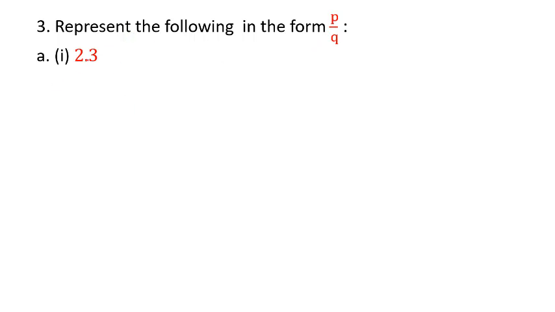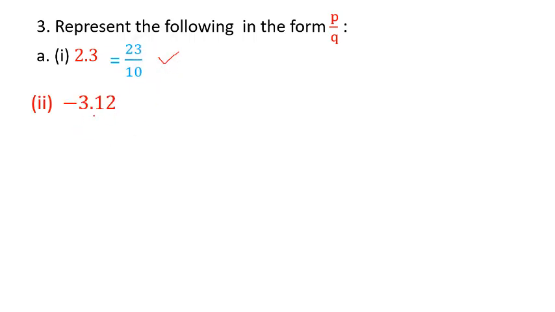How will you convert? See, after the decimal, how many digits are there? 1. So what will you do? You will divide by 10 for 1. And this cannot be further divided. So hence this is in the form of P by Q.